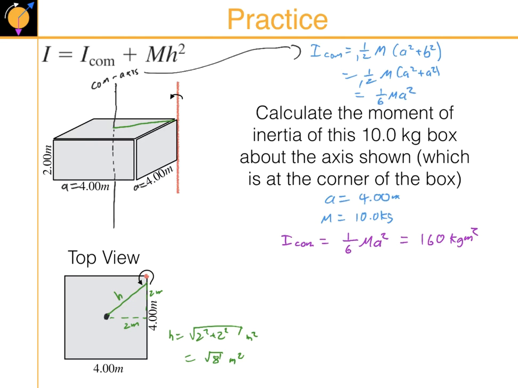So now I have h and I have the center of mass, I can calculate the moment of inertia through that corner. It's going to be I center of mass plus the mass times h squared. And when I plug in my numbers, I get 240 kilograms meters squared.